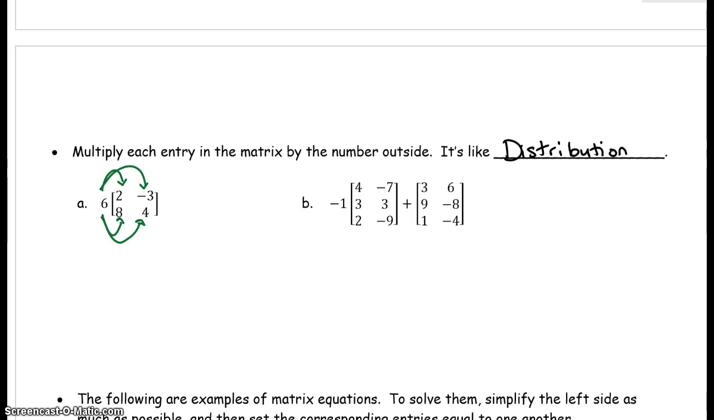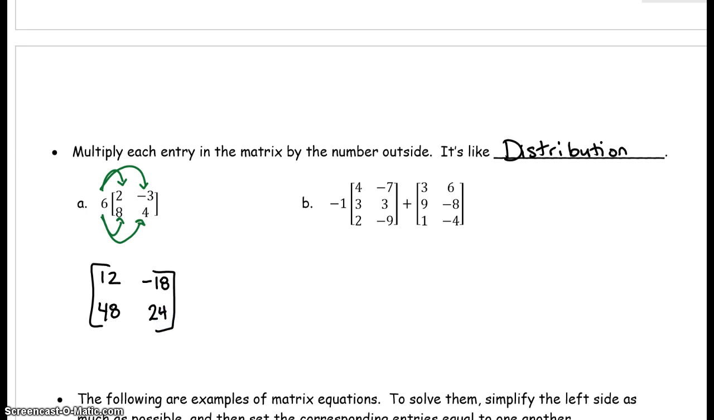You don't have to have the same dimensions because you really can't. So what we do is we just create a matrix, and I create a matrix that's going to give me a 2 by 2 because the matrix here is a 2 by 2. And what we do is 6 times 2 is 12. 6 times negative 3 is negative 18. 6 times 8 is 48. 6 times 4 is 24. And that's our final answer.